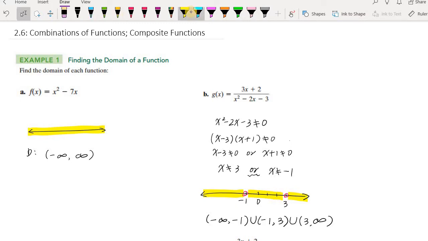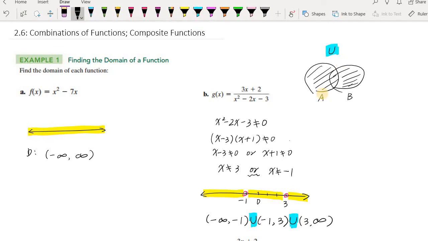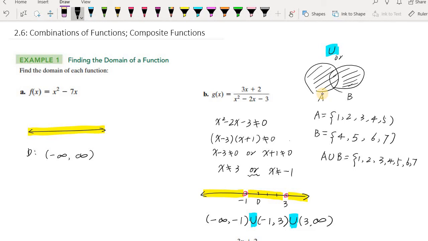For this or, it's just a symbol. I'm not sure if I mentioned this before. You can think of this as 2 circles. I'm just going to write it down: this is set A and set B. I'm going to explain what this symbol means. Let's make an example. Set A is 1, 2, 3, 4, 5, and set B is 4, 5, 6, 7. When we say or, we read it like this: that just means everything in there. So I'll start with 1 all the way to 7.